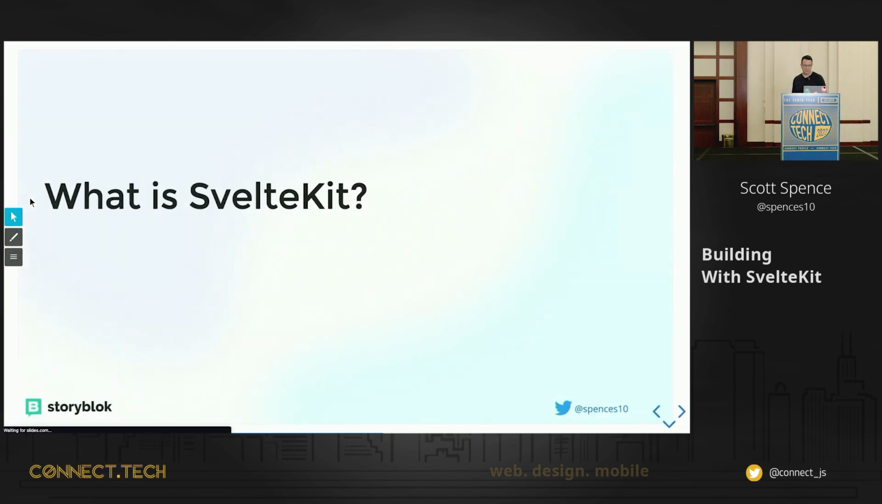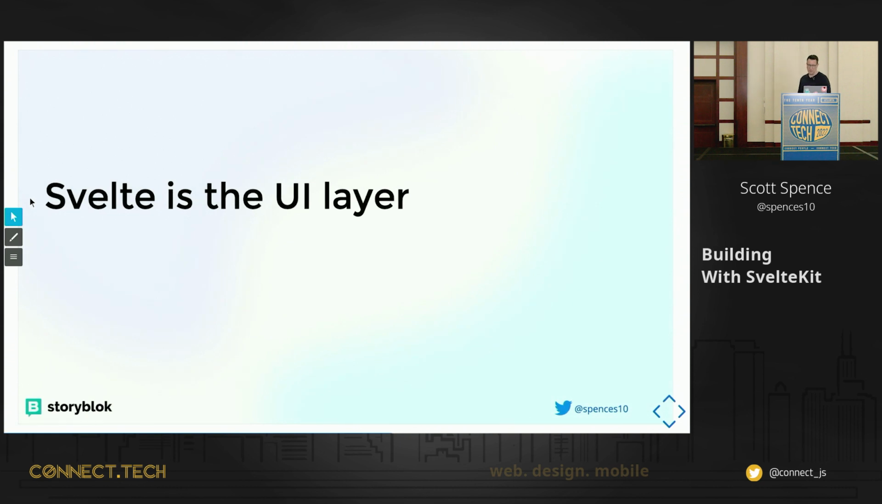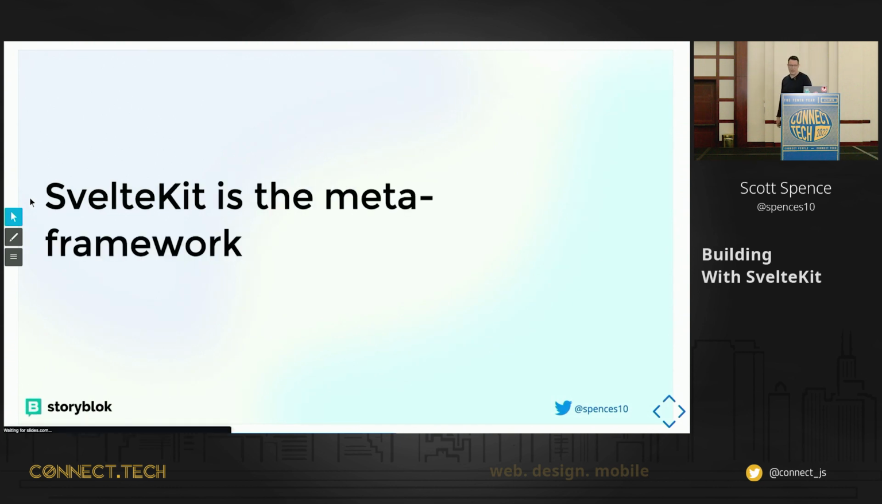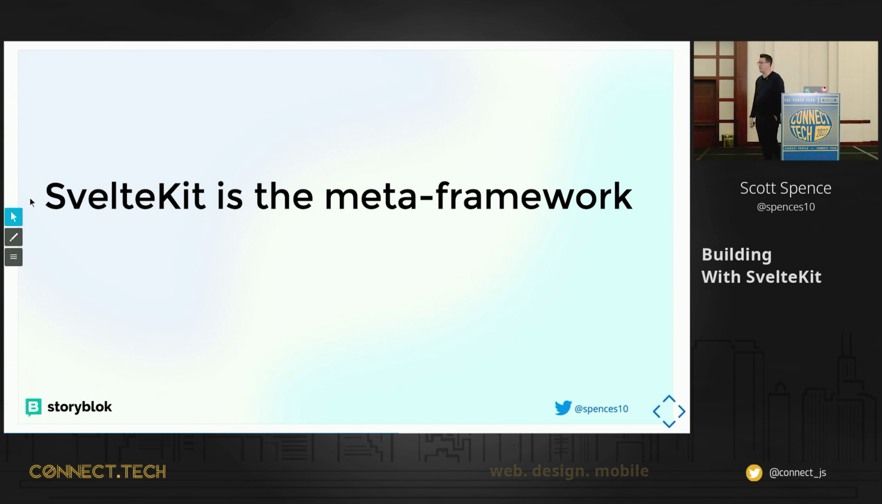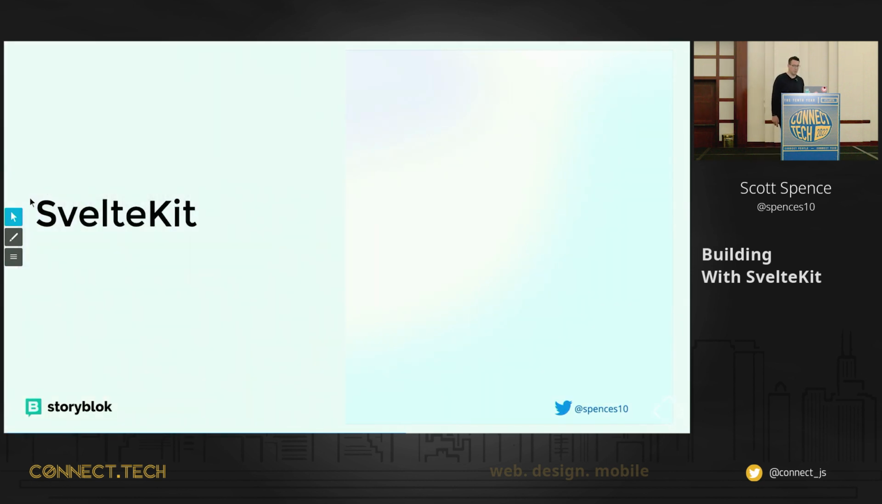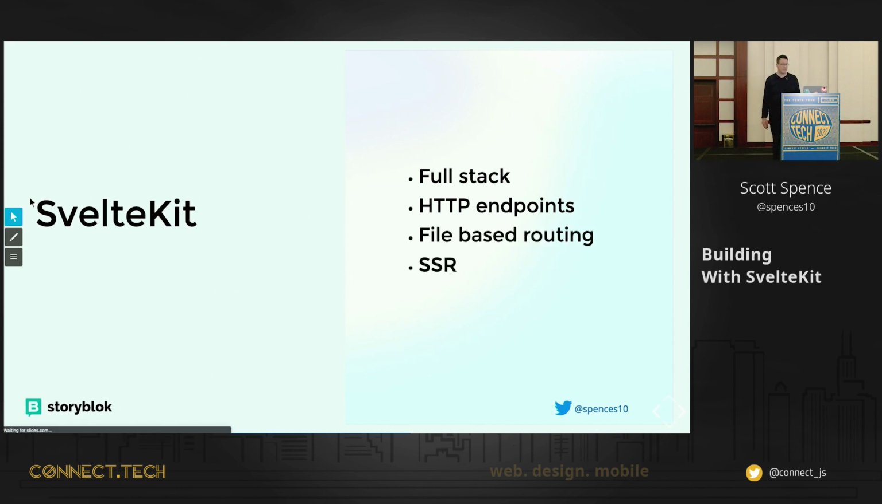Let's talk about SvelteKit. What is SvelteKit? So as I mentioned at the start of the talk, it's going to be like your one-stop shop for building projects in Svelte. So if Svelte is the UI layer, then SvelteKit is the meta framework on top of that. With SvelteKit, it essentially makes it full stack. You get HTTP endpoints, file-based routing, server-side and client-side rendering, and code splitting for all the projects there.